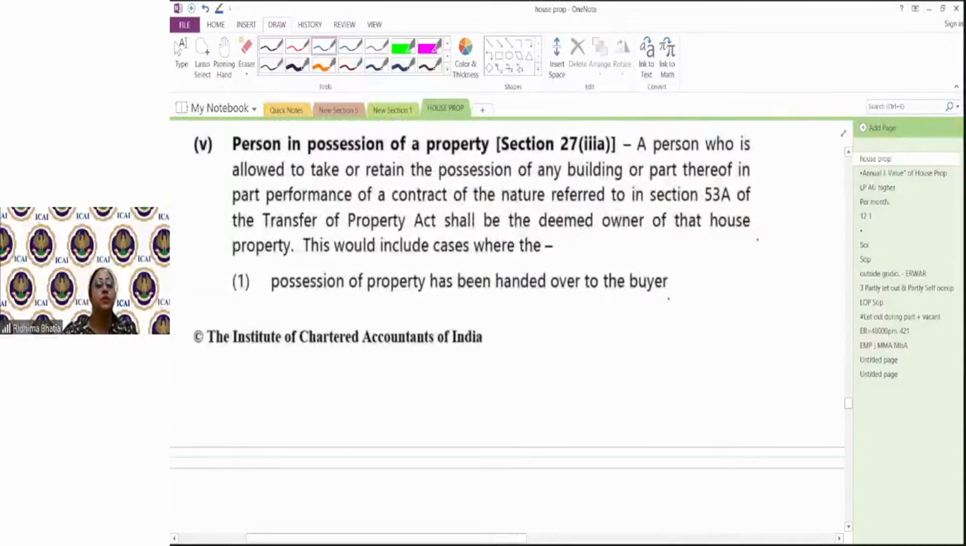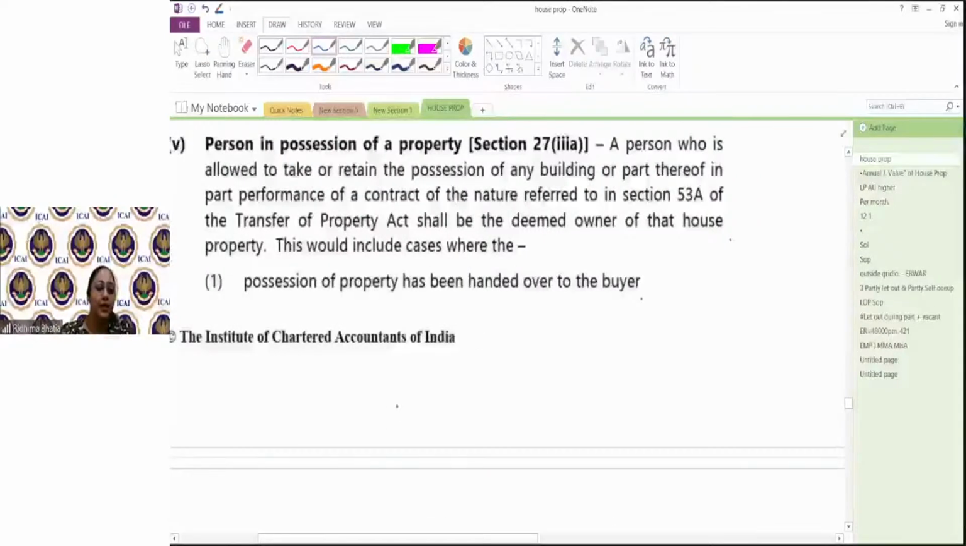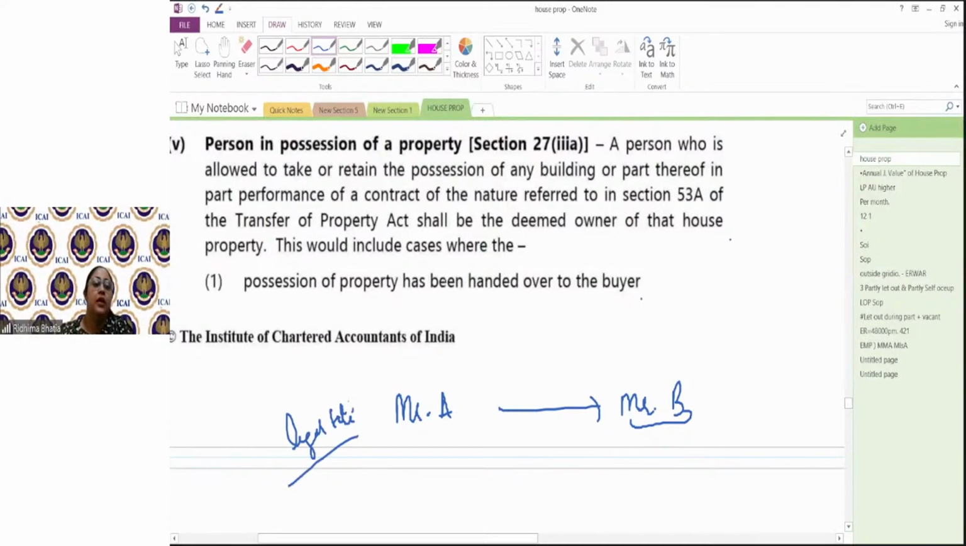A person in possession of the property मतलब अब मैंने Mr. A है who sold the property to Mr. B. दोनों unrelated person है. But अभी registry नहीं हुआ. Registry means legal title has not been transferred. Legal title is yet to be transferred. Yet to be transferred मतलब since the legal title has not been transferred, registrar के पास जाके you did not sign that the sale has happened.